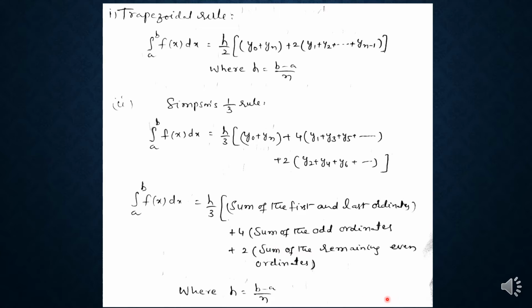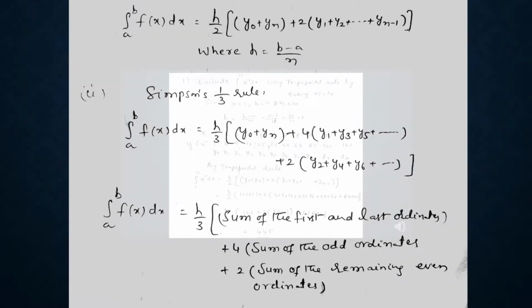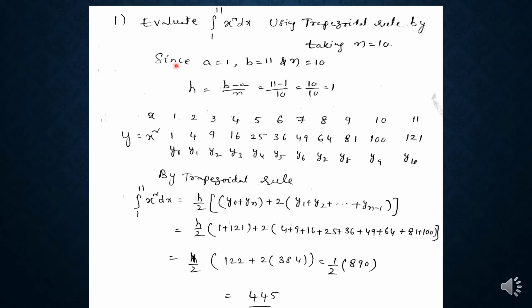So we'll do some problems on the trapezoidal rule and Simpson's rule. Evaluate the integral from 1 to 11 of x square dx using the trapezoidal rule by taking n is equal to 10. n is equal to 10 means taking 10 equal intervals. So here a is equal to 1, b is equal to 11, the upper limit, and n is equal to 10. So what is h? h is equal to (b minus a) by n, that is (11 minus 1) by 10, 10 by 10, which is equal to 1.